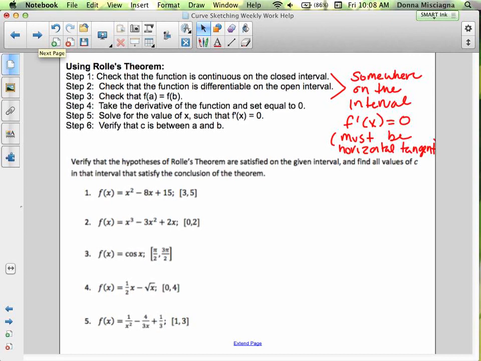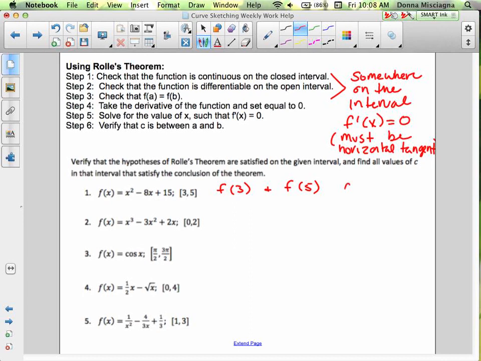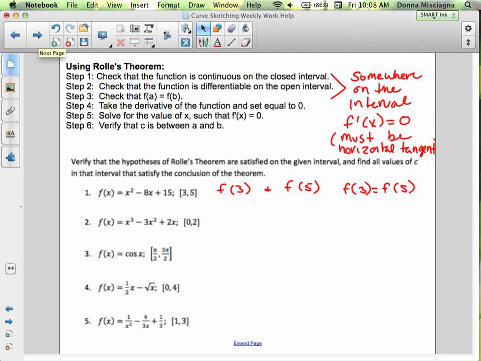After you've verified it's continuous and differentiable, you find, for instance, for the first one, f(3) and f(5), and you make sure that f(3) equals f(5). Are they the same value? If you plug it in, you get the same number. If so, continue on. If not, then stop and say that Rolle's theorem only applies for the interval where the endpoints have the exact same value. So you have to make sure they're equal.